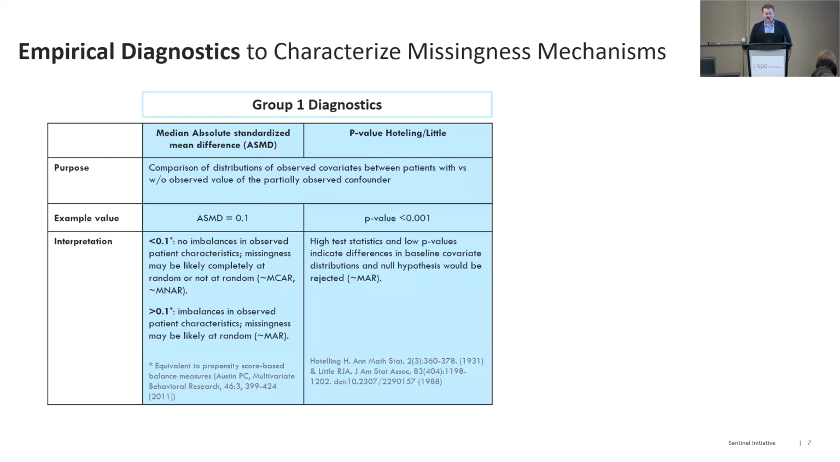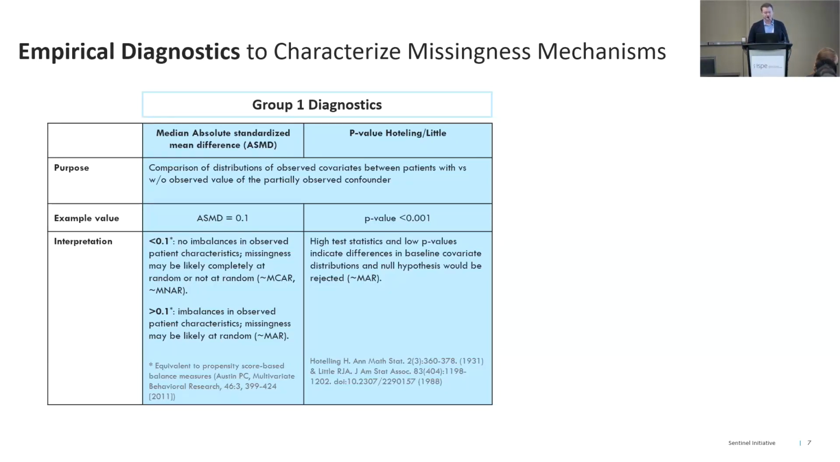Now, the empirical diagnostics to characterize the missingness were essentially classified as 3 group diagnostics. In the first group diagnostic, we assessed and compared the distributions of patient characteristics at baseline stratified by patients who were observed with a value for the confounder of interest versus those with a missing value.